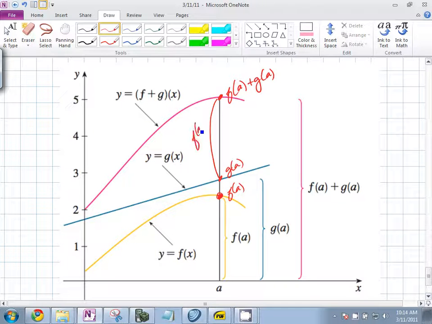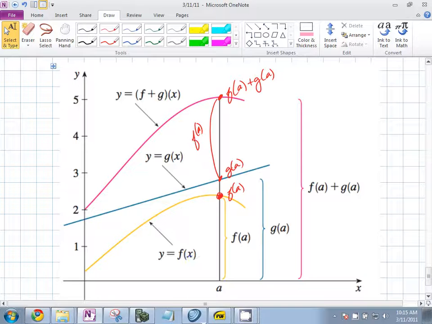Does there have to be a second point? A is just any x value. Look, what's f of A plus g of A minus g of A? f of A, the distance between the two. Okay, let's move on a little bit.